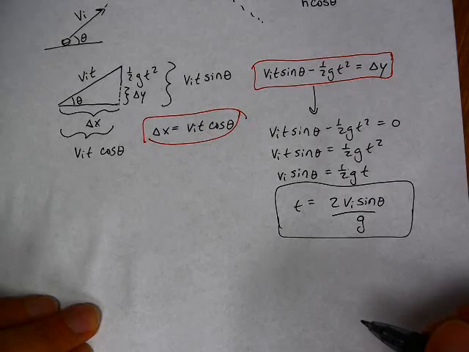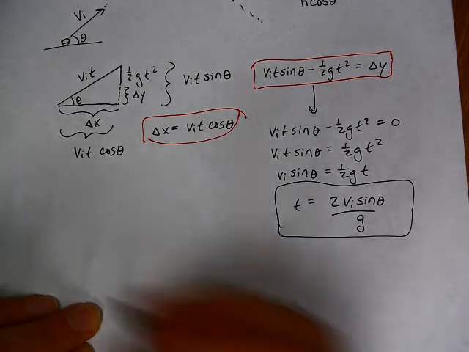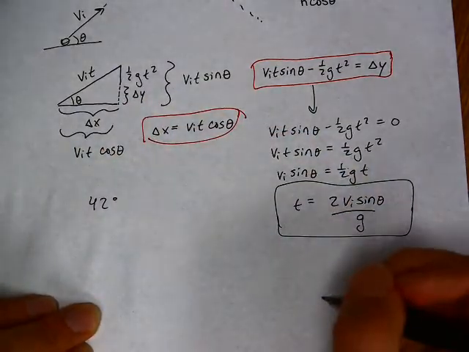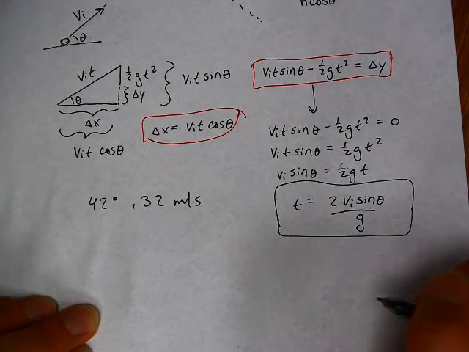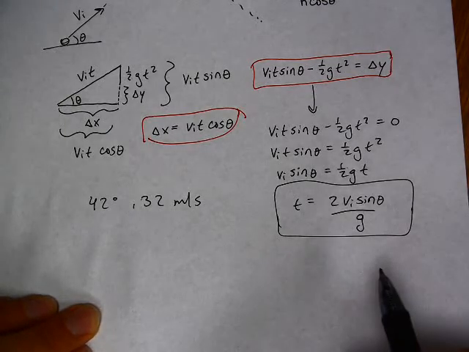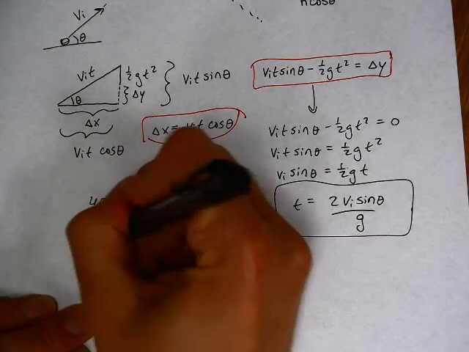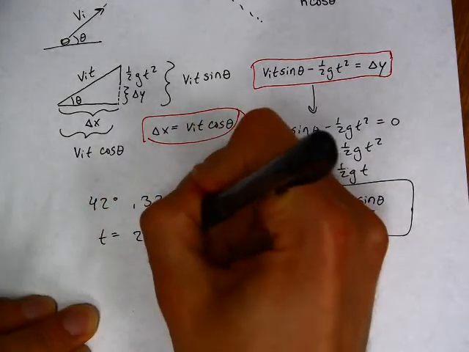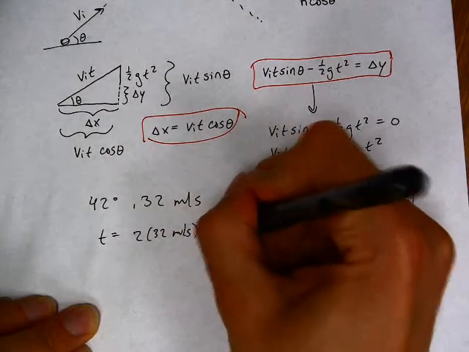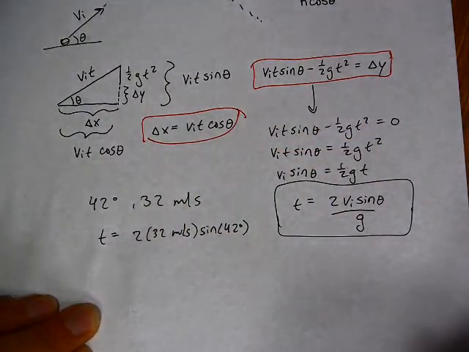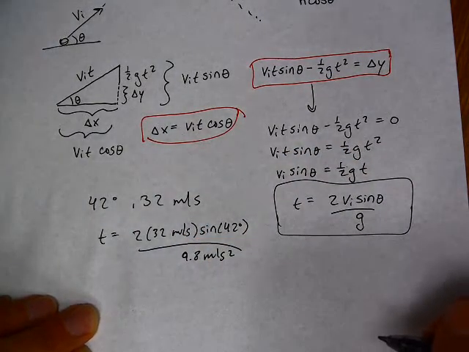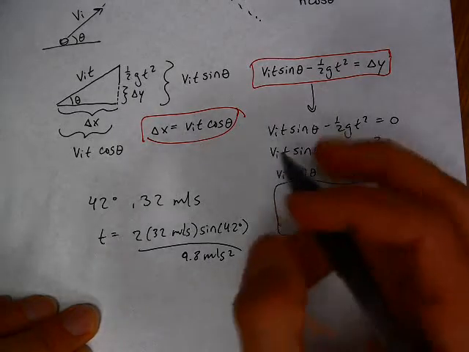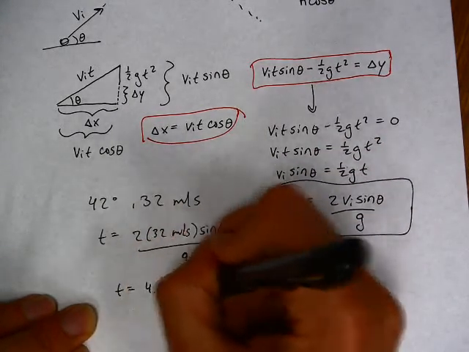So let's say that an object is launched at 42 degrees above the horizontal at 32 meters per second. How long does it take for that object to travel along its parabolic path and land? And the answer comes from this equation. That time would be 2 times 32 meters per second times sine of 42 degrees. Make sure your calculator is in degree mode, all over 9.8 meters per second squared. That equals 4.37 seconds.